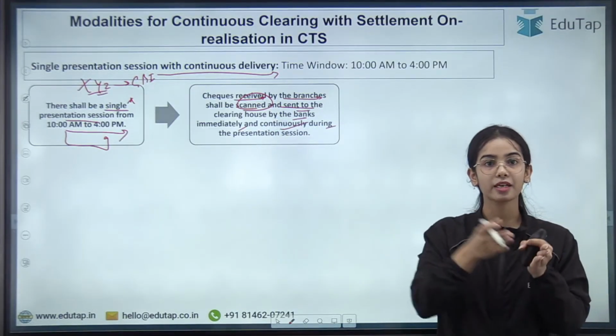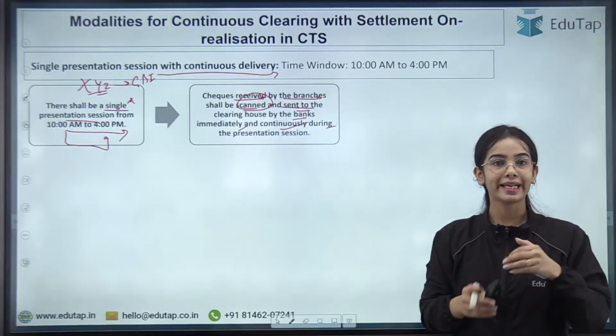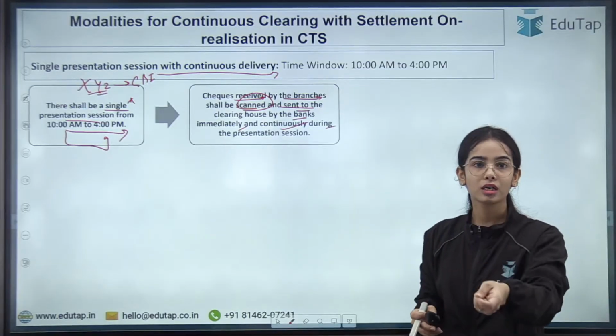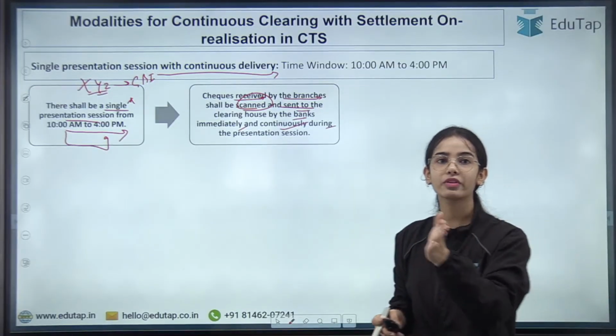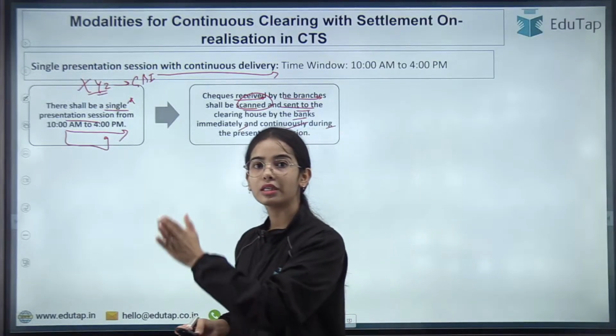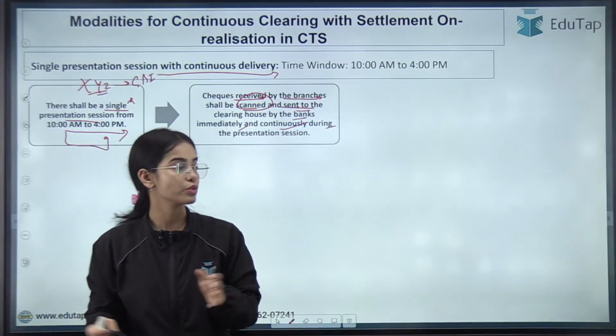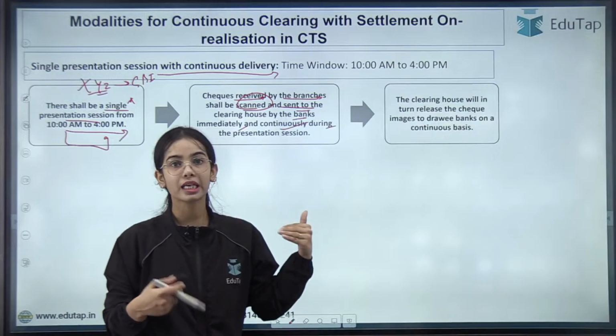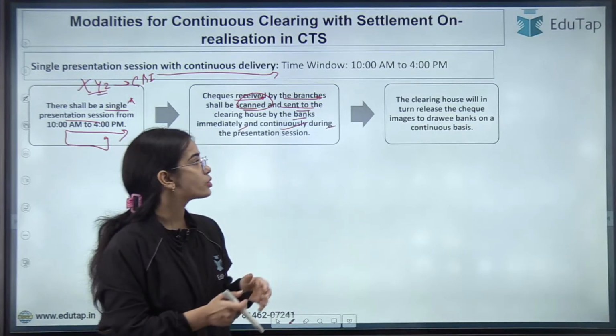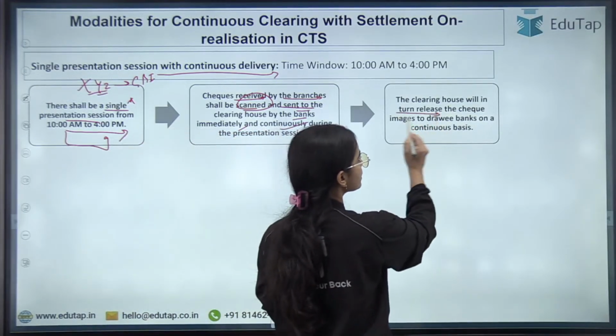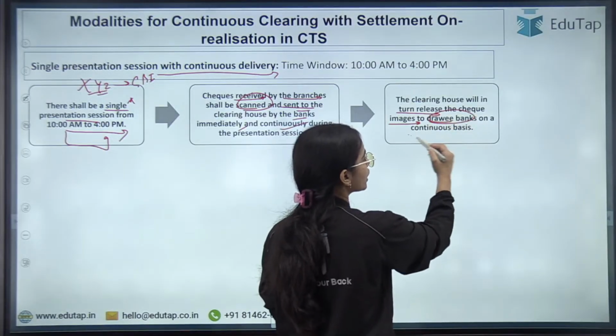So in between 10 AM to 4 PM, you can go to the bank at any point of time and give your check, and immediately the check will be scanned and passed forward to the clearing house. Now when the clearing house gets the check, the clearing house will in turn release the check images to the drawee bank on a continuous basis.